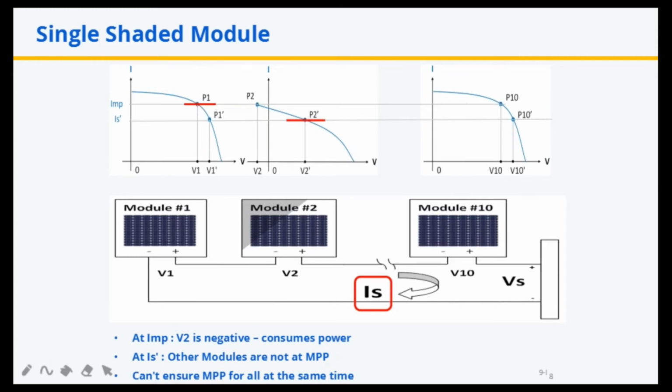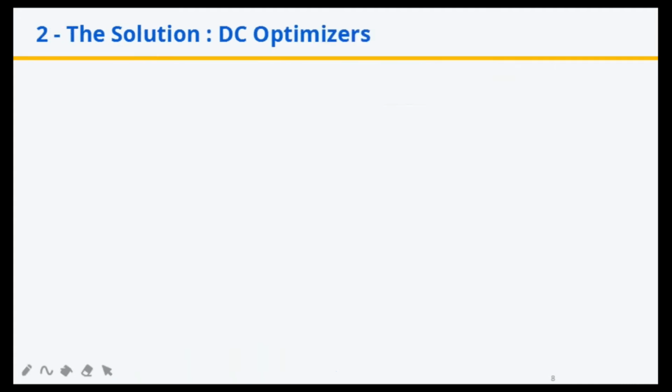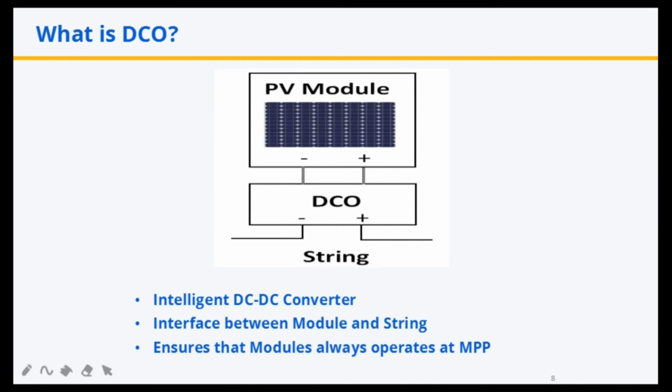Fortunately, the answer is yes. The solution is to use DC optimizers. Let us see how DC optimizers can help generate maximum power all the time. Let us see what a DC optimizer does. In short, we will refer to a DC optimizer as DCO.